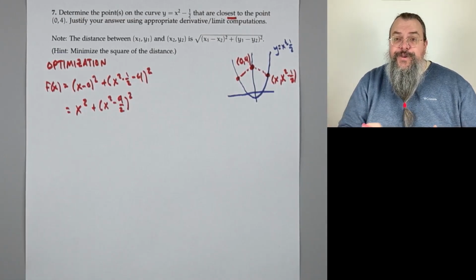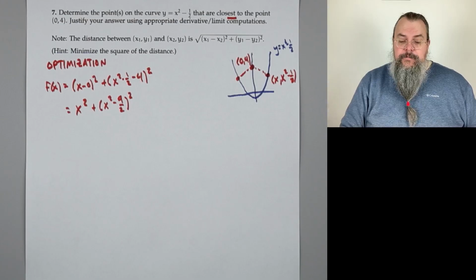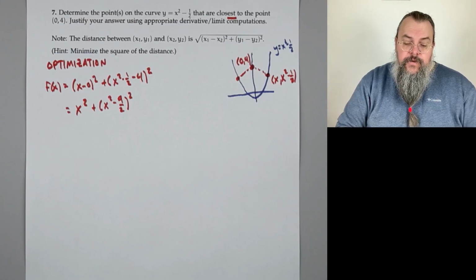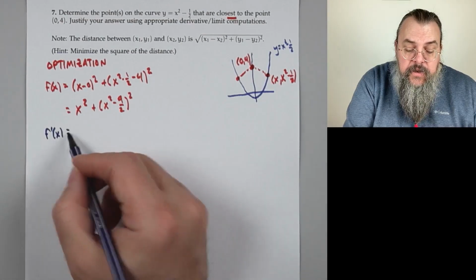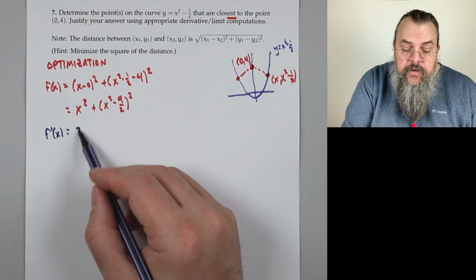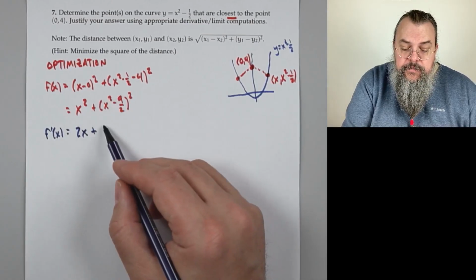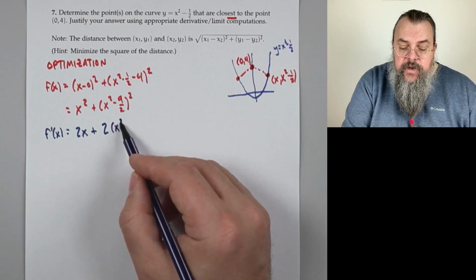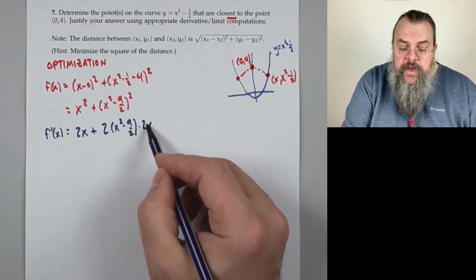What do we need to do? Well, we need to take our derivative and see what's going on. So let's do that. We have f prime of x is equal to 2x plus, now here the 2 comes down, x squared minus 9/2 to the power of 1 times 2x again.